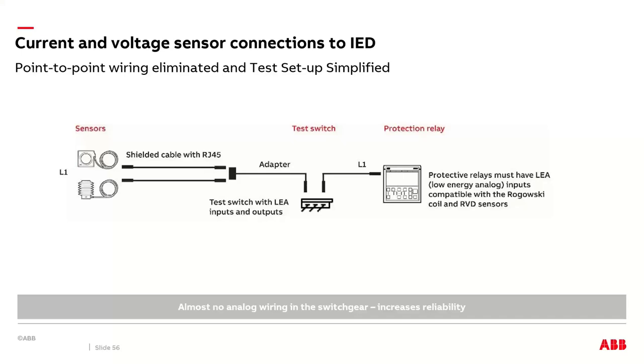Now, they have a very linear characteristic. I could delve deep into it maybe in another session when we look at the curves. Let's go on to the current and voltage sensor connections to the IED. As you can see, this is how we reduce cabling from a conventional switchgear to a digital switchgear. You have your sensors, and then they have a Cat 6 or Cat 5e cable, which is industrial grade, which goes to the industrial grade adapter. And then that goes to your digital test plug, if you need it to go to a testing device. Or it can go directly to your protection relay, which should be equipped with low energy analog inputs.